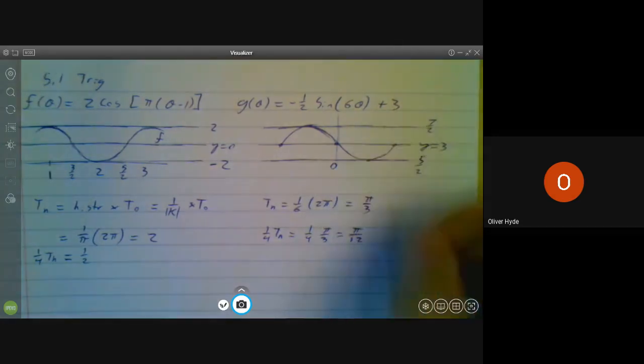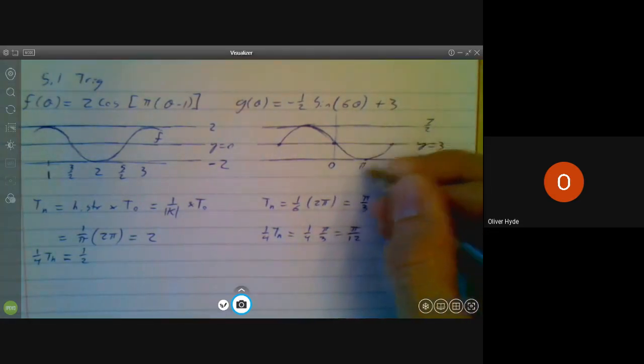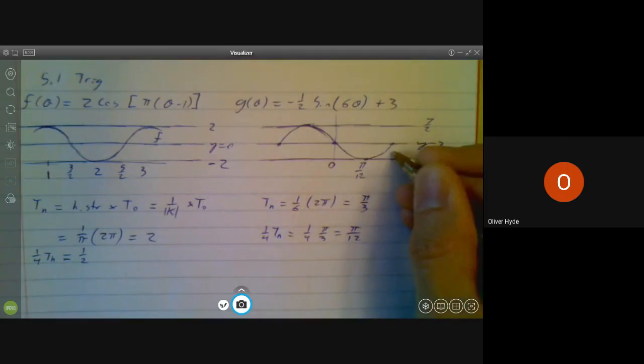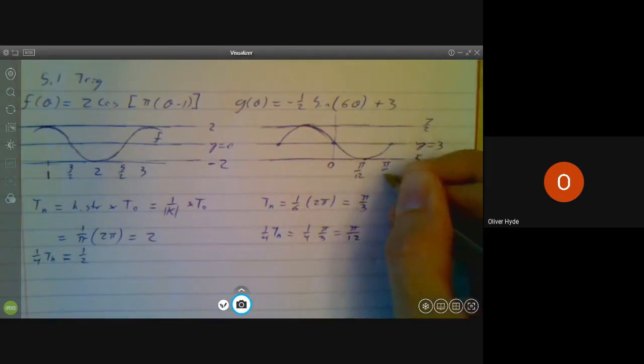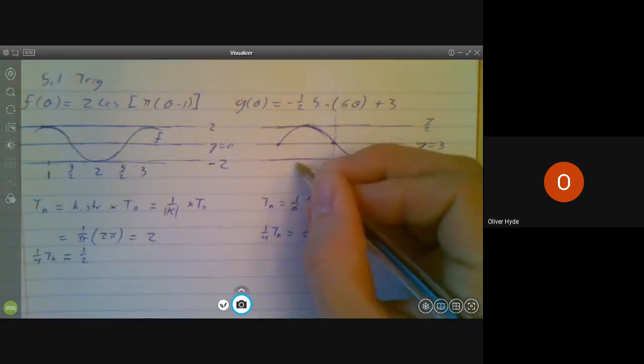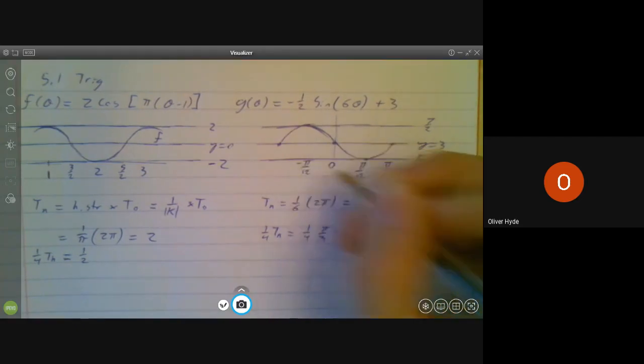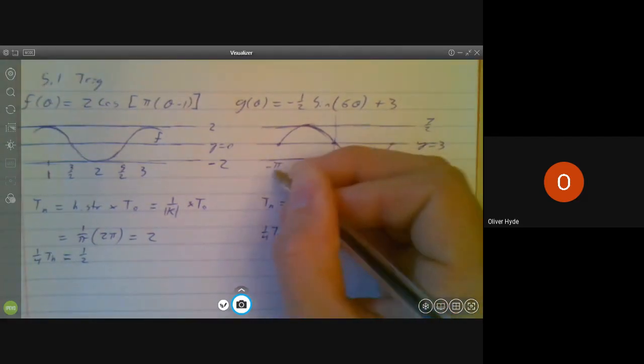Yeah, let's just label these points. Going forward, pi by 12, there's 1 pi by 12, 2 pi by 12, also known as 1 pi by 6. And then this symmetry will make things a little bit easier. There's negative 1 pi by 12, negative 2 pi by 12, also known as negative 1 pi by 6.